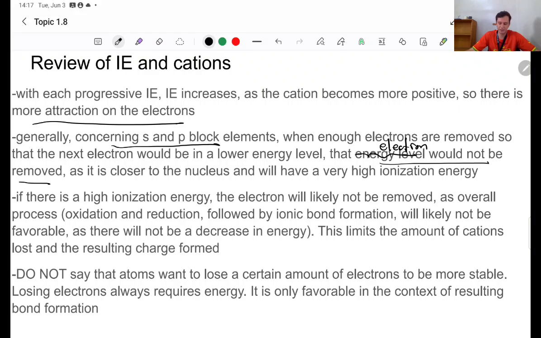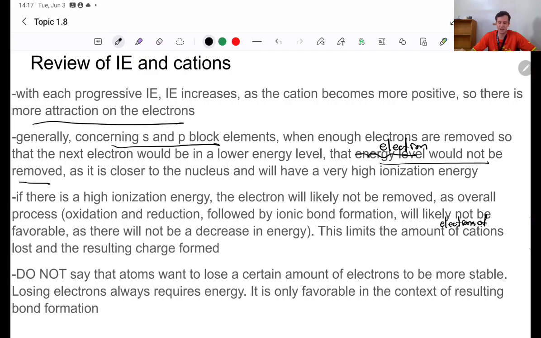If there is a high ionization energy, the electron will likely not be removed, as the overall process of oxidation and reduction followed by ionic bond formation will likely not be favorable, as there will not be a decrease in energy. This limits the amount of electrons of cations lost and the resulting charge formed.